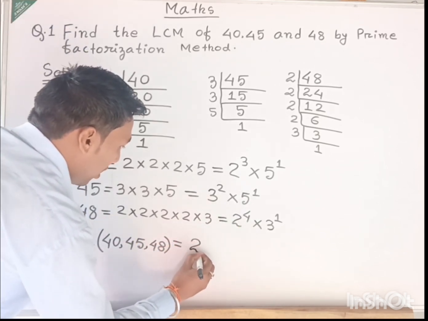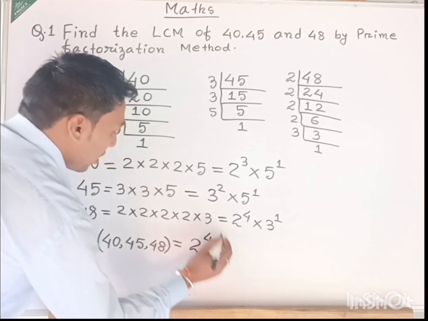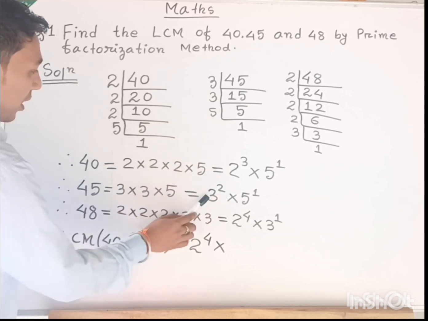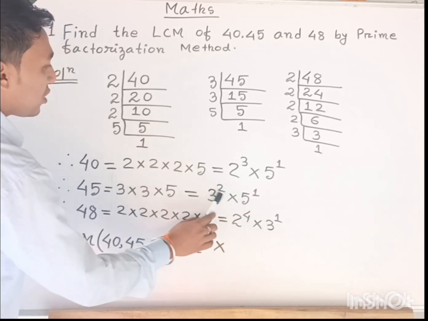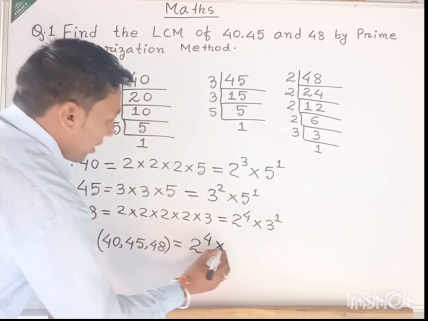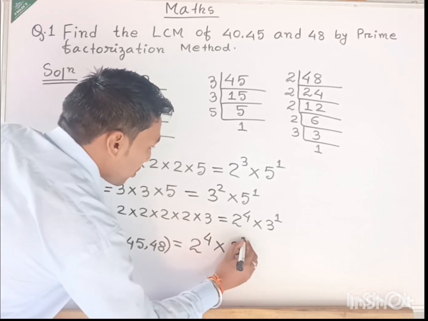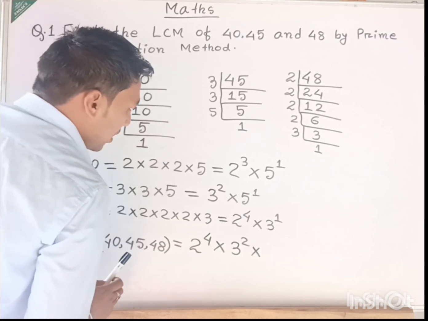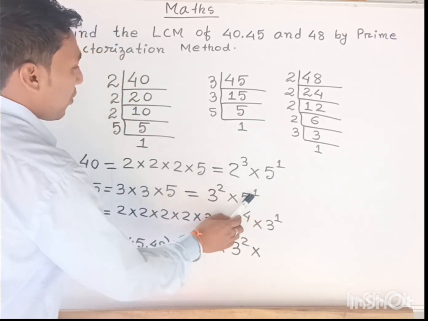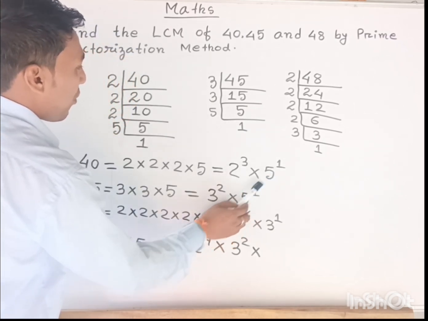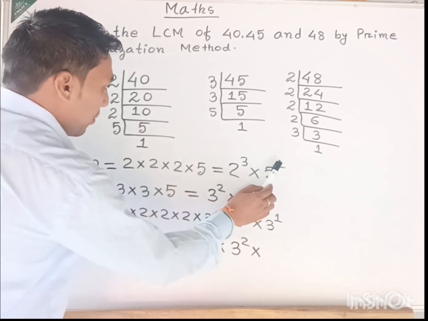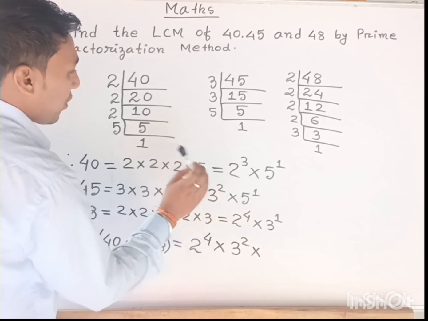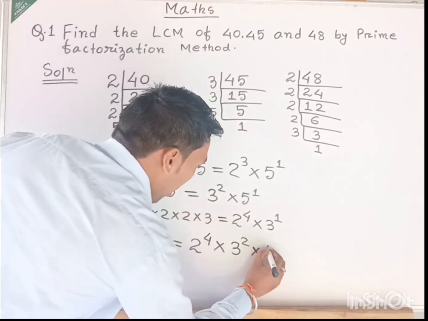So write 2 to the power 4 into, now you see the highest power of 3 among these factors. Here we have 3 squared and here 3 to the power 1, so out of these, 3 squared is the highest power. So write 3 squared into, now you check the highest power of 5. Here we have 5 in two places, but both have the power 1, so these two are equal. So write only 5 to the power 1.